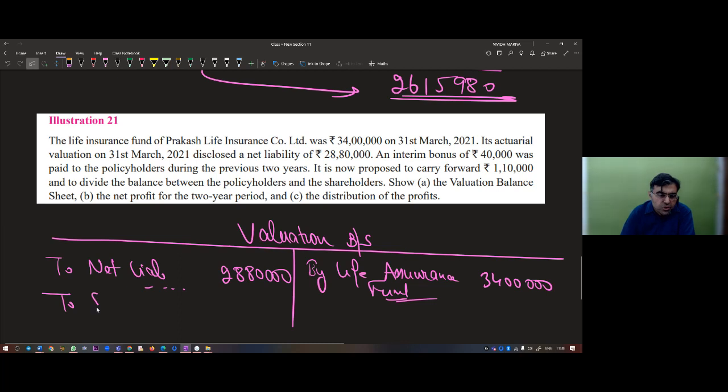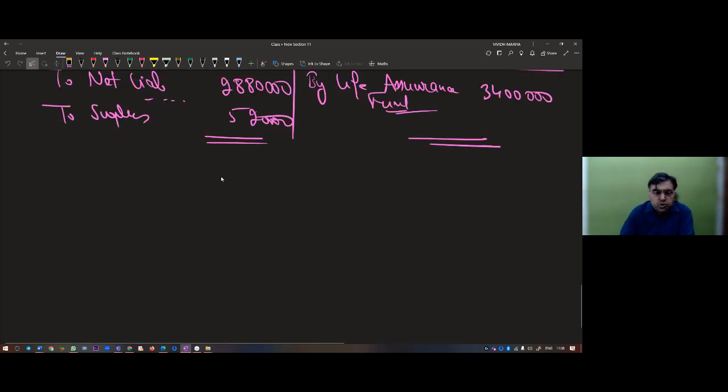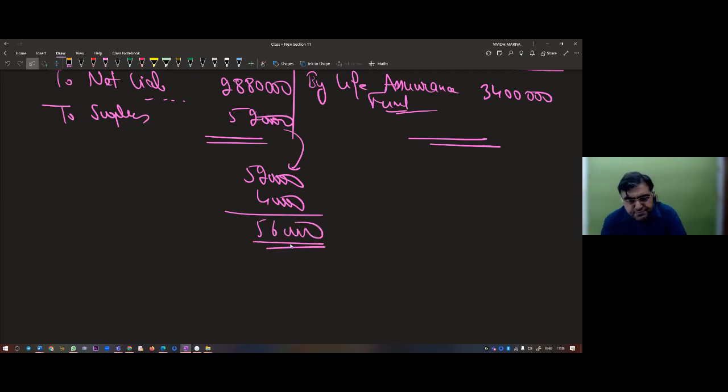Therefore, this is called surplus. The surplus will be 520. And this much interim bonus has already been paid to the policy holders. So surplus is 520. As said, the profit has been 560. You add back the bonus paid, otherwise the surplus would have been higher.